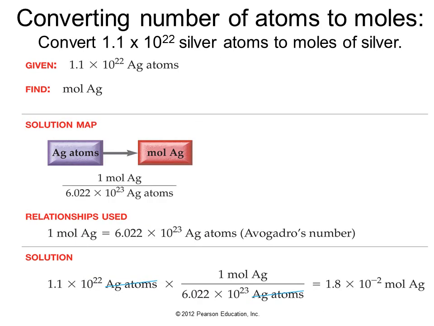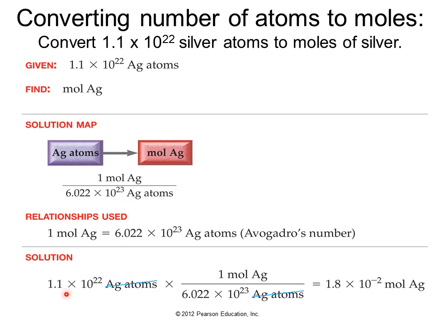How do you convert the number of atoms to moles? Well, suppose you have 1.1 times 10 to the 22 silver atoms, and you want to find out how many moles that is. Start with the given, the number, the count. Use the mole conversion factor. 1 mole of silver is 6.022 times 10 to the 23, Avogadro's number.